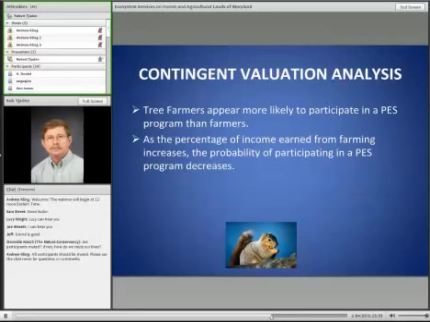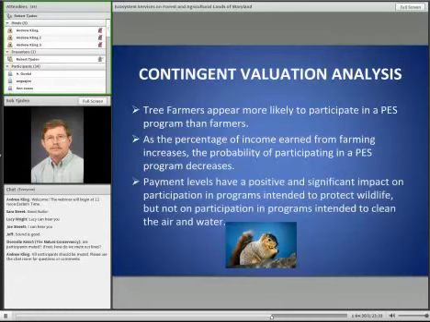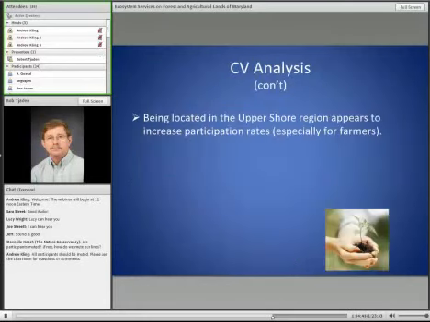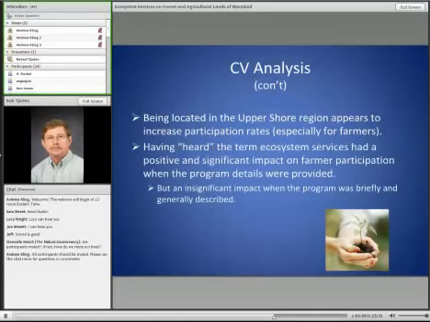Being located on the eastern shore, particularly the upper shore, appeared to increase participation, especially for the farmers. The reason we think this is important is that maybe a higher portion of higher rental rates were distributed up there. We're not quite sure about that, but that's what we're speculating. Having heard the term ecosystem services had a positive and significant impact on farmer participation when program details were provided, but when no details were provided, there was really a weak participation rate. So you would really have to give more information on a lot of these types of programs.